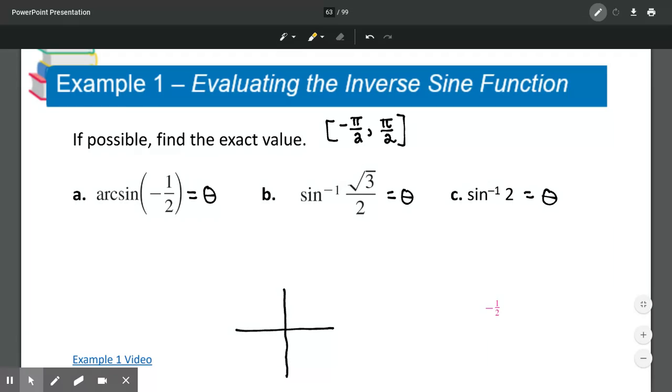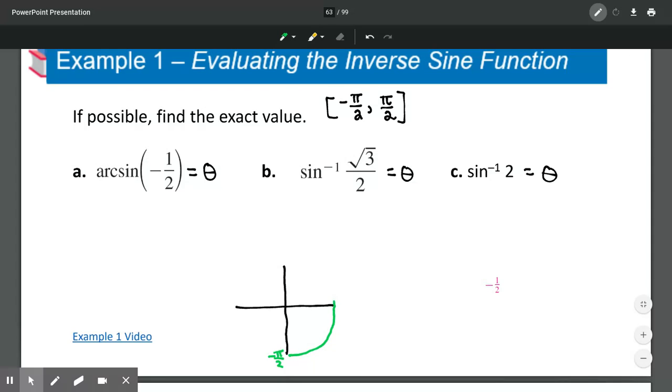Okay. So I'm going to do a green path here, which means this is the path that you need to stay on. So you can go from 0 to negative pi over 2. Your answers could be anywhere there, or they could be from 0 to pi over 2. But you can't ever go off that green track to get to your answer.